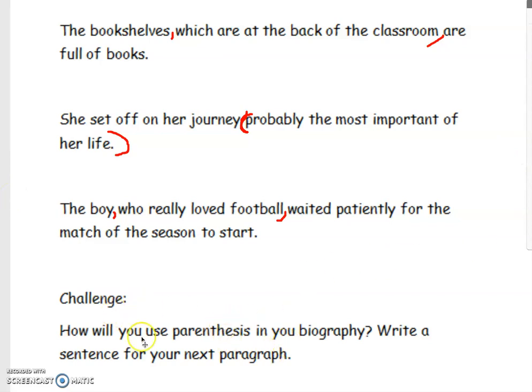So I want you to have a think about now. Talk to the person with you how you're going to use parenthesis. It's a really good Year 5 skill. I'm really looking forward to seeing how you're going to do it.